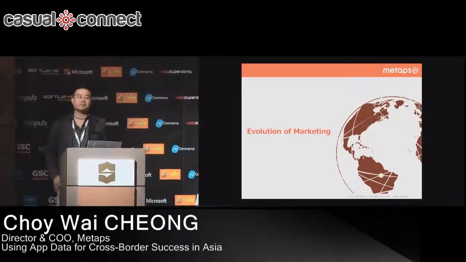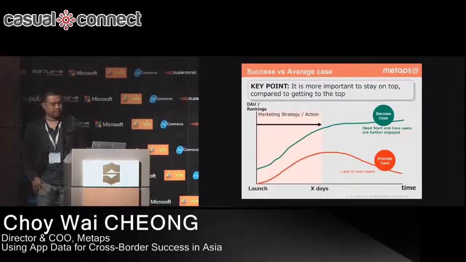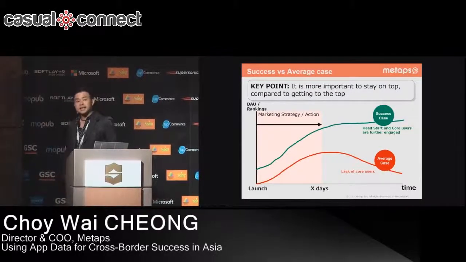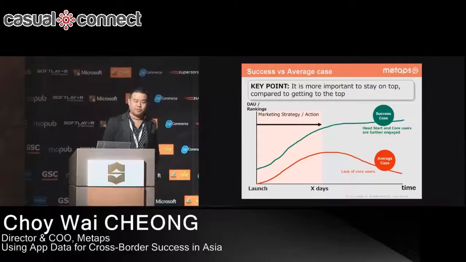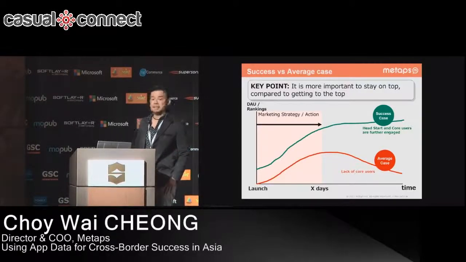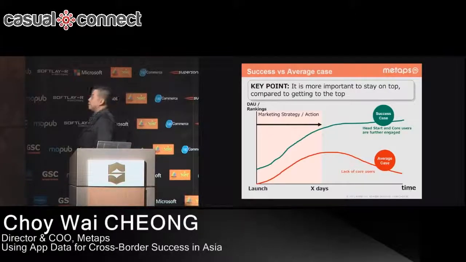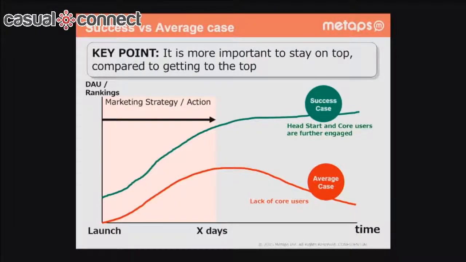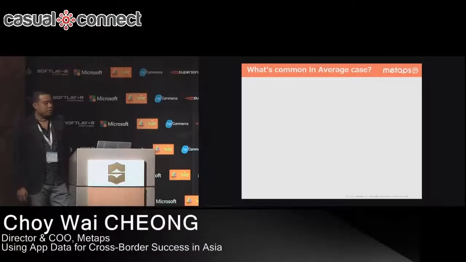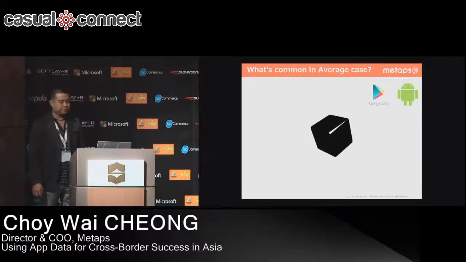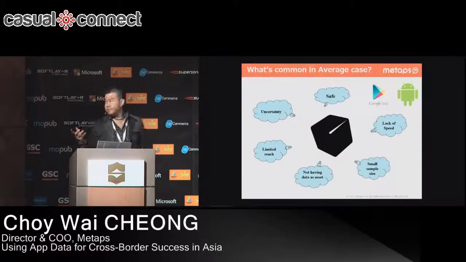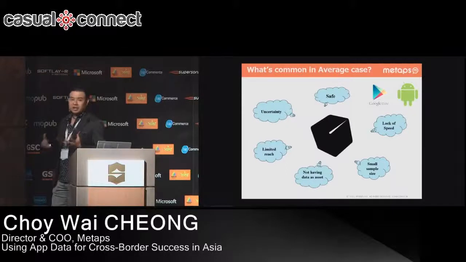First I want to touch on the evolution of marketing. I'll give you 2 very basic examples: the success case, and the common case. I won't call it a failure case, but a common, average case. What's different in the graphs, as you can see, is that there is clearly a head start for the success cases. We also find that a lot of the core users are engaged in the success case. In the common cases, the approach could be, for example, a safe one. But a safe approach may not necessarily be good.